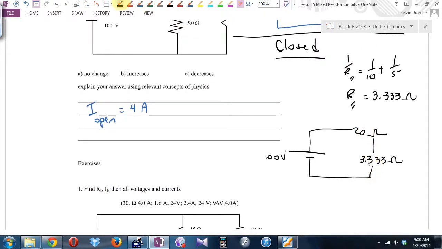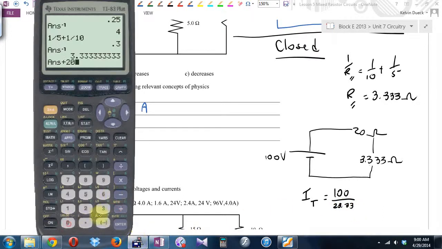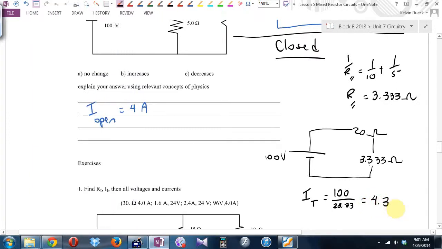In fact, you end up with I total here being 100 over 23.33, plus 20. There's the total resistance. 100 divided by that answer. And Cole, what did you say it was? 4.3? Yeah, 4.285. Since I'm not using this for further calculations, I'm going to be rough: I closed equals 4.3 amps.